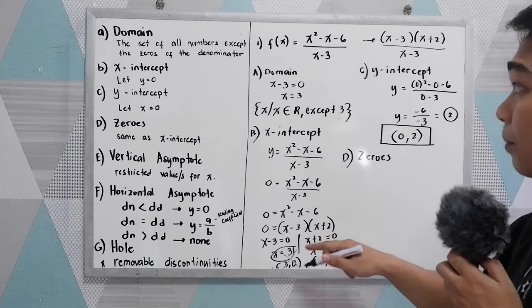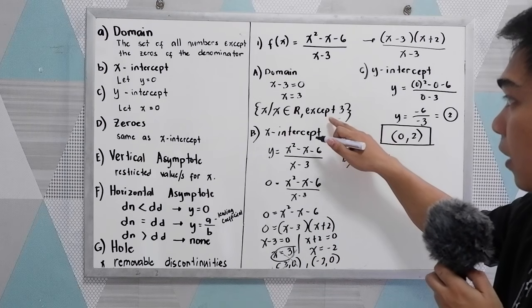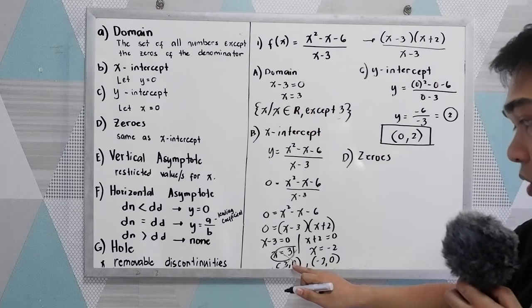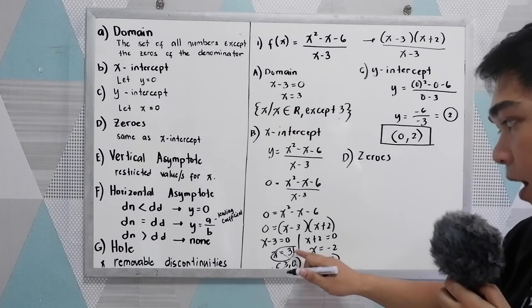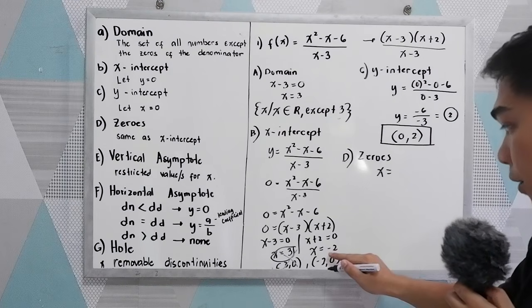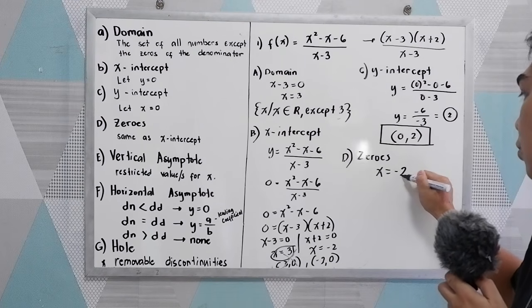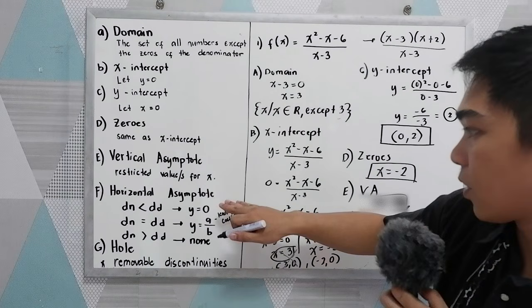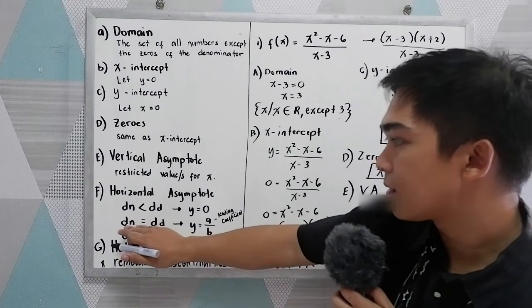But take a look at our domain. Our restricted value for x is 3. So 3 is a restricted value for our zeros. x is equal to negative 2. Let's discuss here because this is a crucial part.